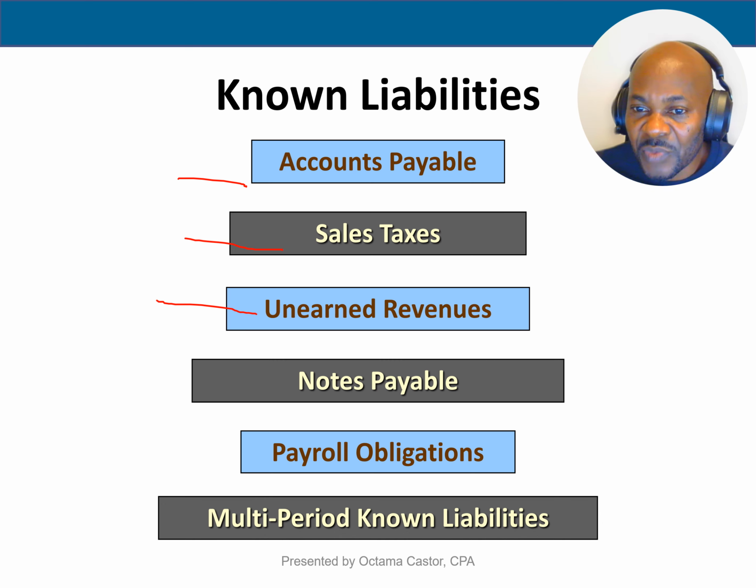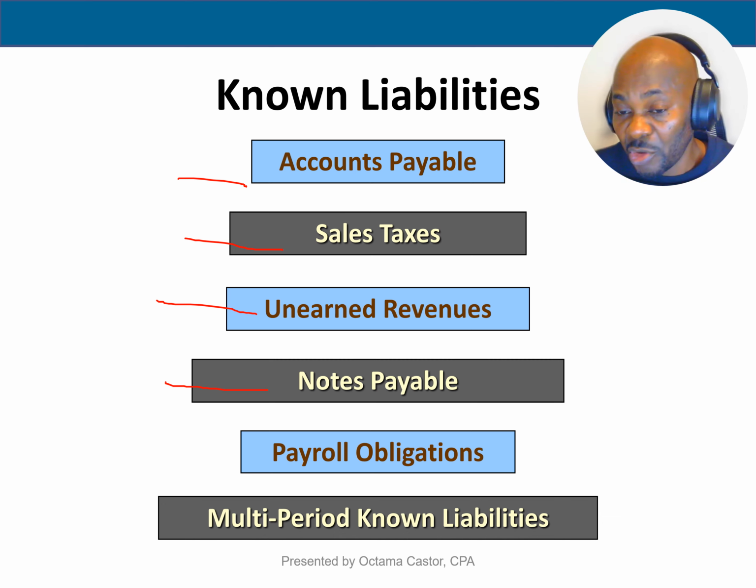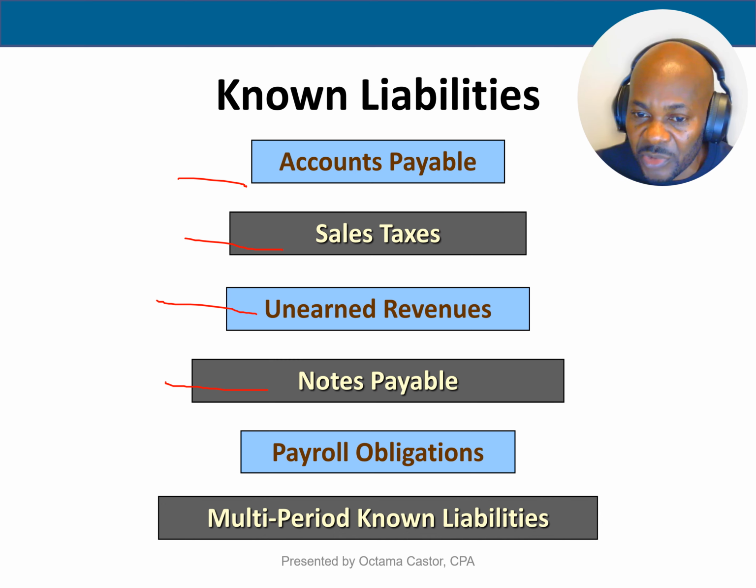Unearned revenue, this is when you collect somebody's funds and you have to perform some kind of work or provide some kind of service. Until you perform that service, until you deliver the goods, this is unearned revenue to you because you have not fulfilled the obligation yet. Notes payable, this is a more formal type of accounts payable, usually for a longer period, like for instance a mortgage, a car note. Those would be considered notes payable.